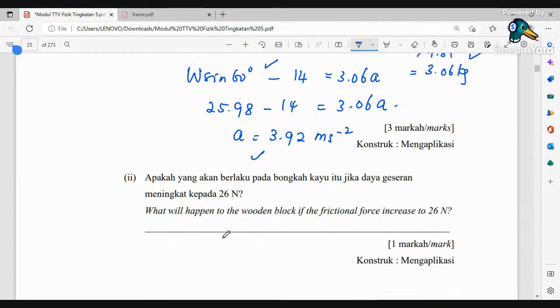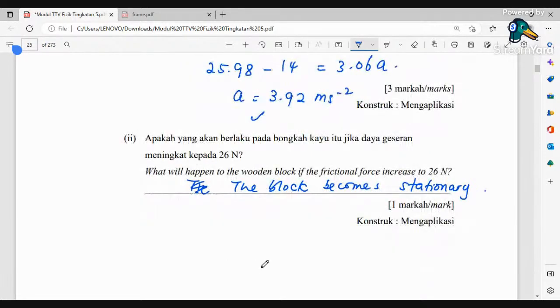What will happen to wooden block if friction increase to 26? Okay, the wooden block ataupun the block stays on the ground, stationary. It's like at rest one, okay? At rest atau stationary.